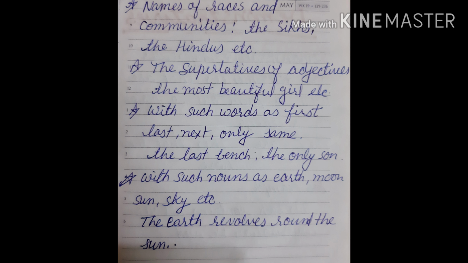Before the name of a newspaper and magazine, we also use the definite article the, like the Times of India, the Tribune, etc. Before the names of races and communities, we also use the definite article: the Sikhs, the Hindus, the Muslims, etc. There are three degrees of adjective. Before the superlative degree of adjective, we also use the definite article: the most beautiful girl. With such words as first, last, next, only, same, we also use the article the. With such nouns as earth, moon, sun, sky, etc., we also use the article the. The earth revolves round the sun.